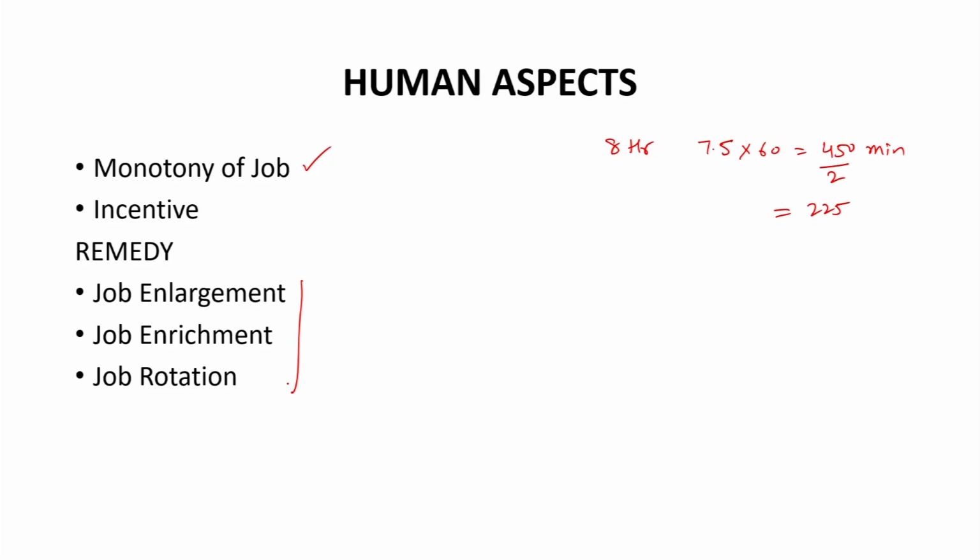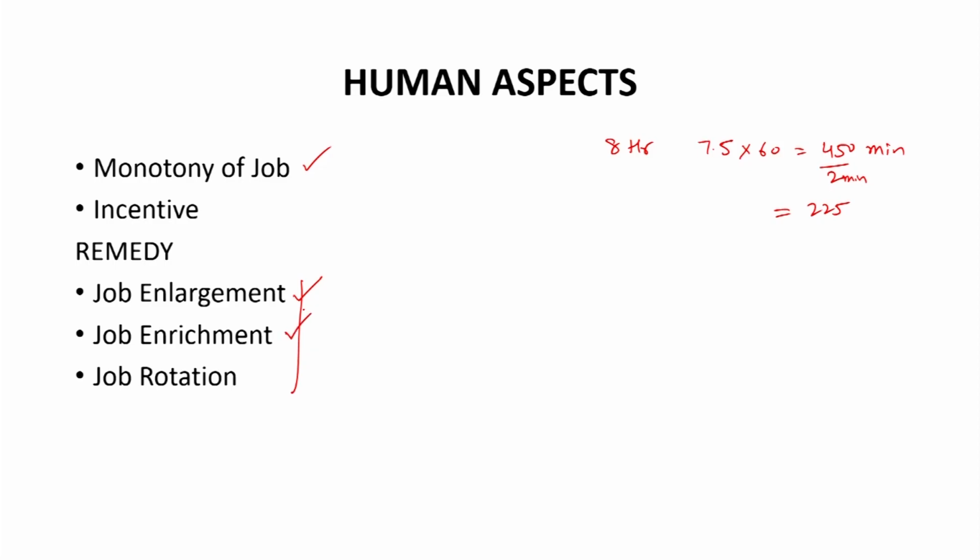What we can do to break the monotony is enlarge the task. Rather than him doing a task of 2 minutes only, we can enlarge it, so that he has a substantial amount of work available with him. That we can do with the help of modular assembly or something like that. We can do job enlargement, so that he is not confined to a very small task, we give him a slightly bigger amount of task. Another way is job enrichment.